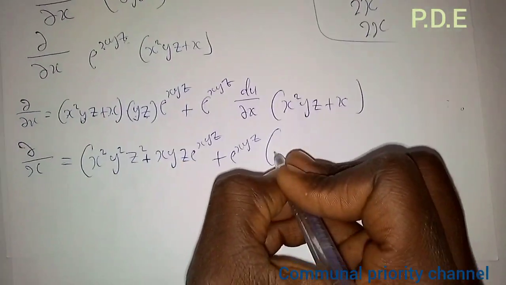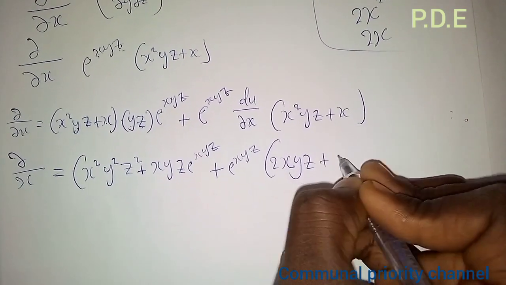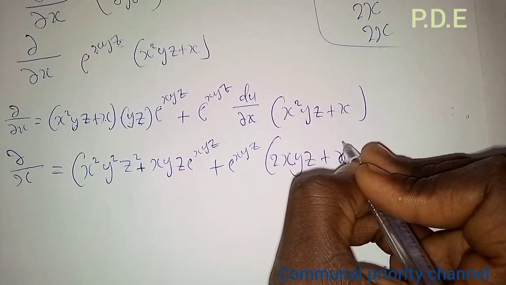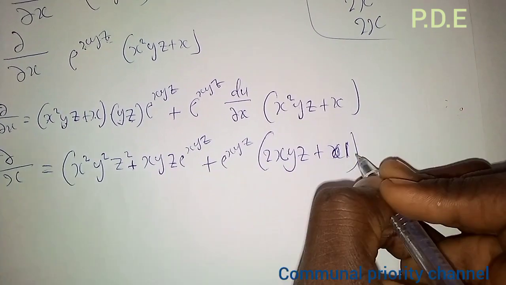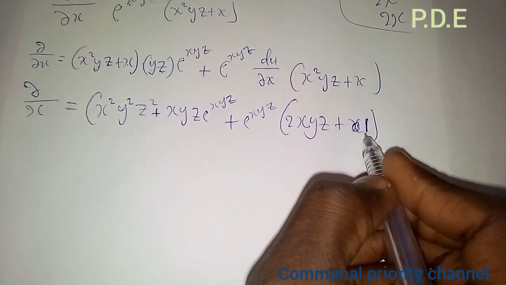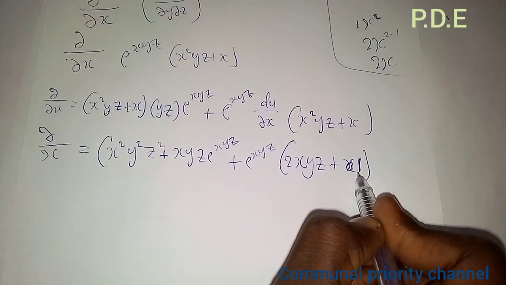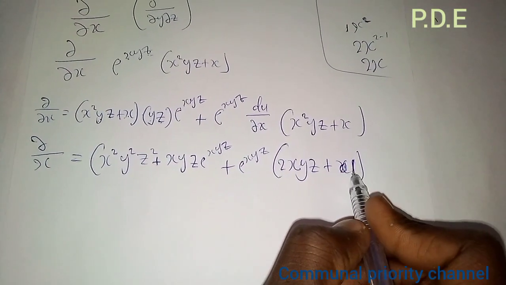So therefore this will be open bracket 2x, keep your y and z, then plus x, differentiation of x here is going to be 1. So now we say differentiation of this x is 1, because we are differentiating in respect to x. So therefore this x is going to be 1.